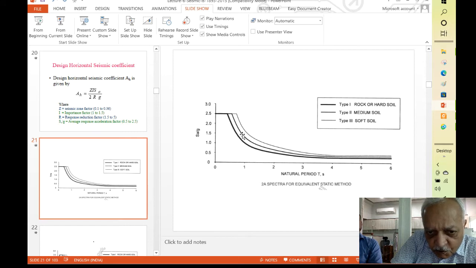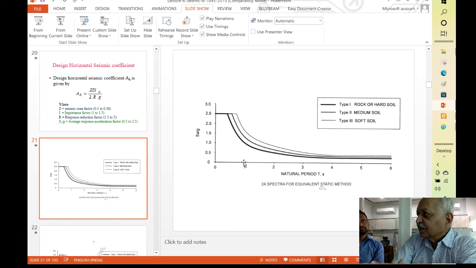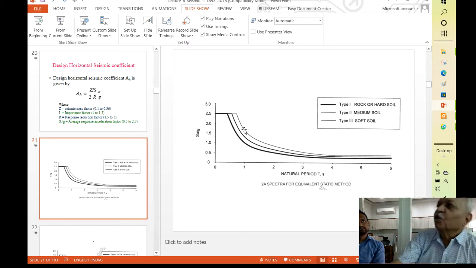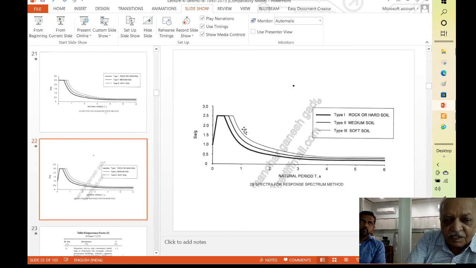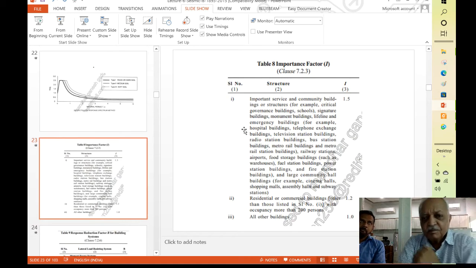If you have medium soil, slightly more, and if it is soft soil for the same period of vibration, meaning the same building, if it is on rocky strata, it will have less seismic force. If it is on very soft soil, it will have more seismic force, because the ground is going to shake more. For the same earthquake, it will shake locally more, and thereby the building will be subjected to more disturbance. Accordingly, you will be able to see the effect of rocky or soft soil and so on.